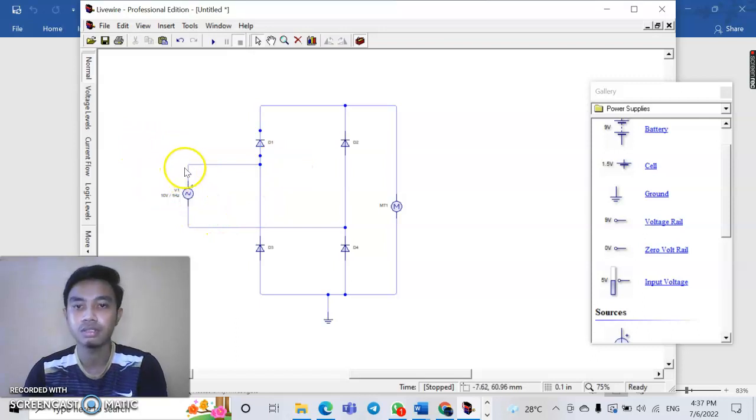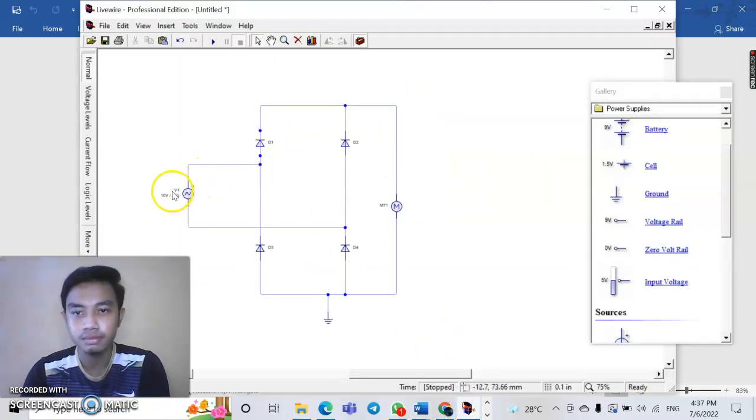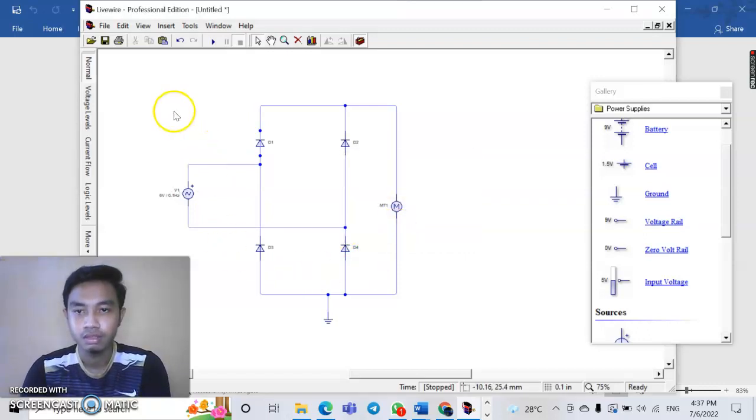So after connecting all of the components, you need to change the value of the AC power supply. Just this, we have 6 volt, 0.1 Hz. Alright, after completely finishing constructing the circuit, we need to check the graph.